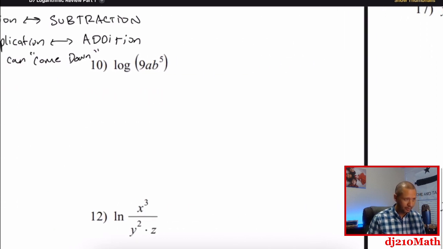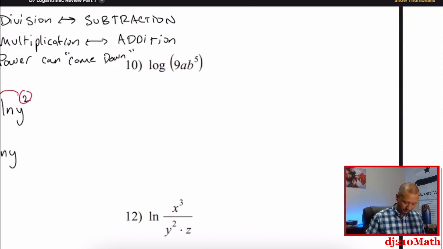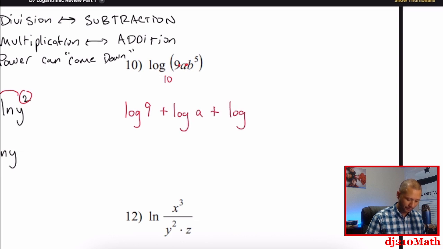Okay, this is multiplication, right? All of these are being multiplied: 9 times a times b to the 5th. And then the base is 10, right? Nothing's written, so we understand that it's 10. So this is going to be log 9 plus log a plus log b to the 5th. And then the power can come down.